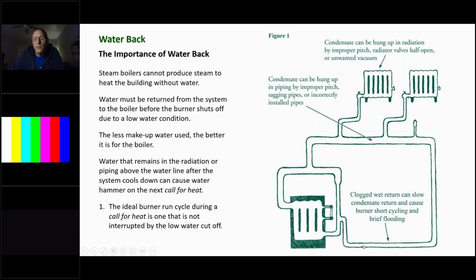Hopefully the returns have unions on them, so you can shut the boiler down, crack a union and take a look inside. You can crack it during operation too. Obviously, before the start of the operation, you would crack it, start the boiler and see what kind of return you get coming back through that return line. Not the ideal way to do it, but it can be done that way.